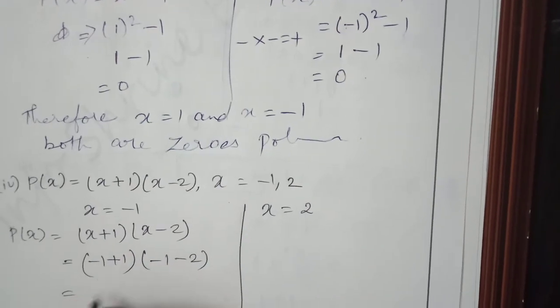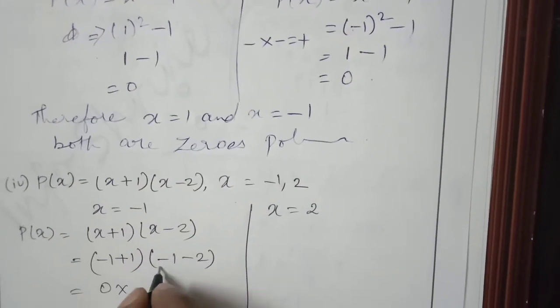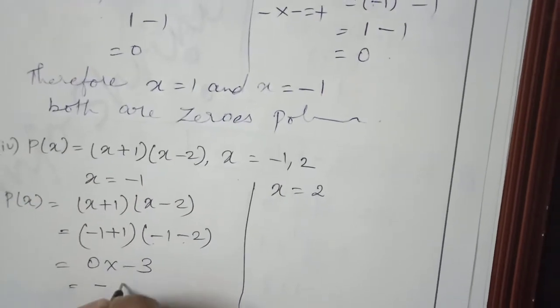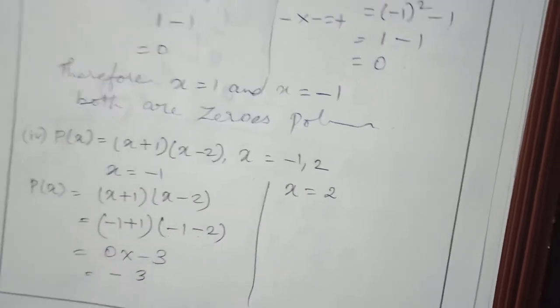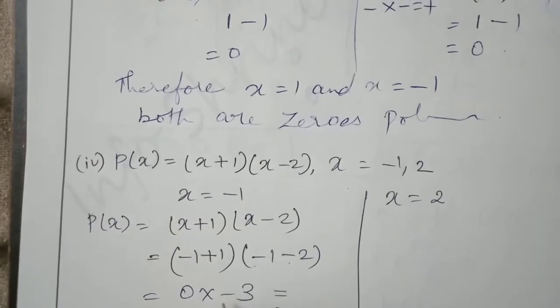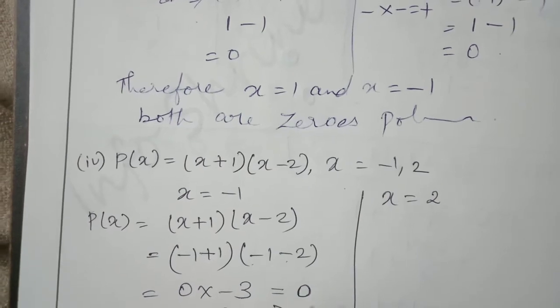So that's going to be 0 into minus 1 minus 2 is minus 3. Therefore it is minus 3. So the first one, 0 into minus 3 is equal to 0, because anything into 0 is 0.